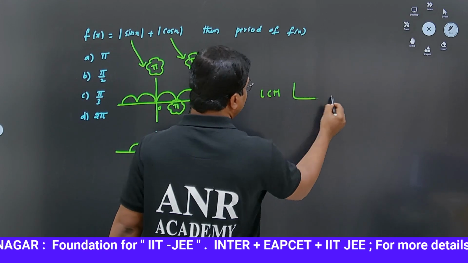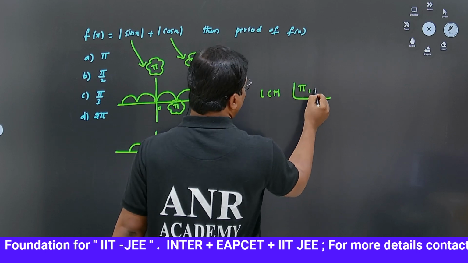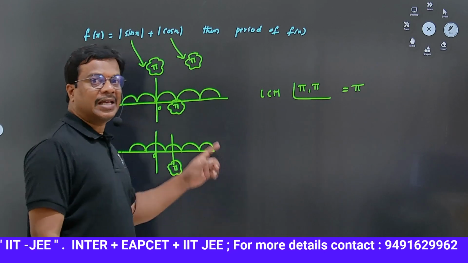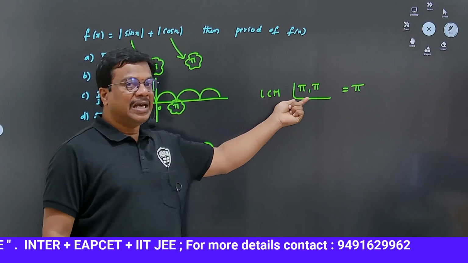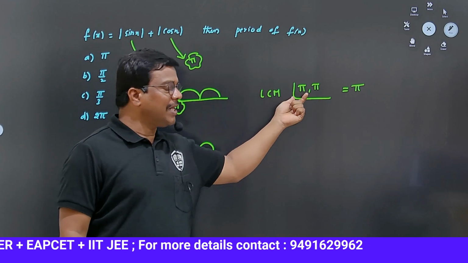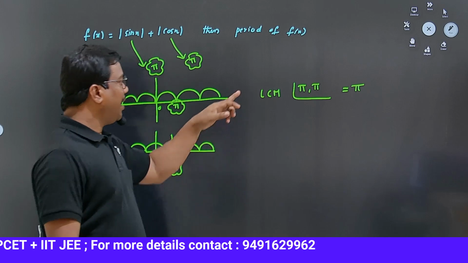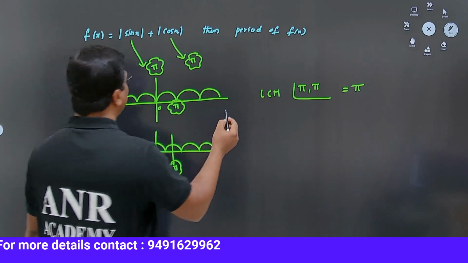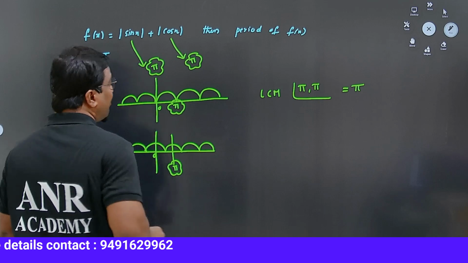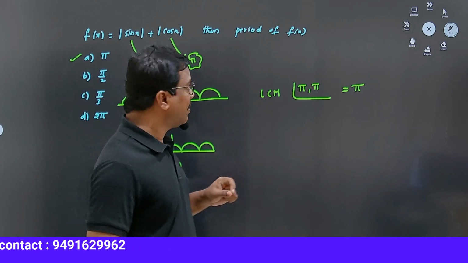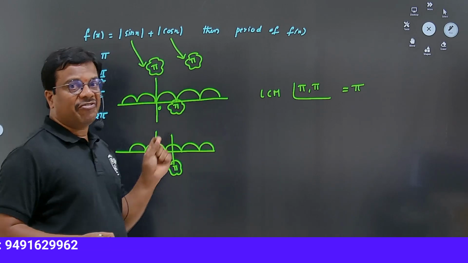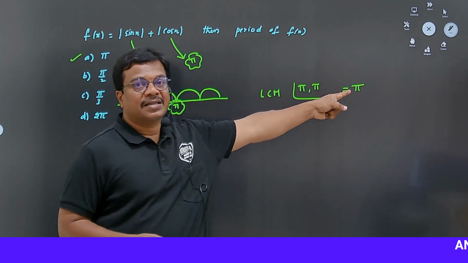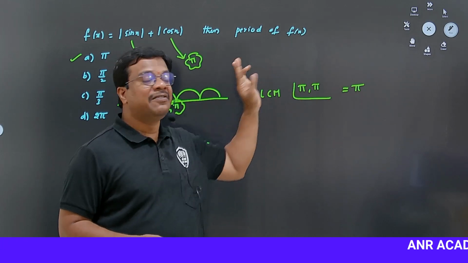Now the LCM of the individual periods pi, pi, that is clearly pi, both irrationals. If the numbers are both irrationals, LCM is possible, and the LCM of pi, pi is pi. Yes, it is a period of the function, but not the fundamental period. Remember, the fundamental period must be less than or equal to the LCM of individual periods.